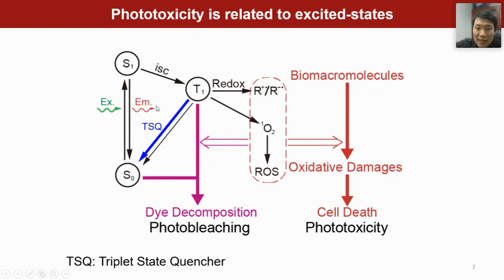One brilliant idea in this field is to use triplet state quenchers to react with triplet states, to bring the triplet states back onto the ground state, thereby eliminating triplet states and finally reducing ROS. So that's basically the popular solution in the field.